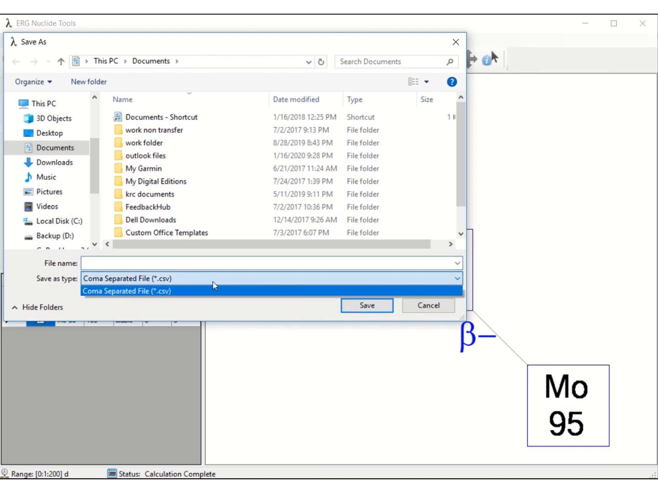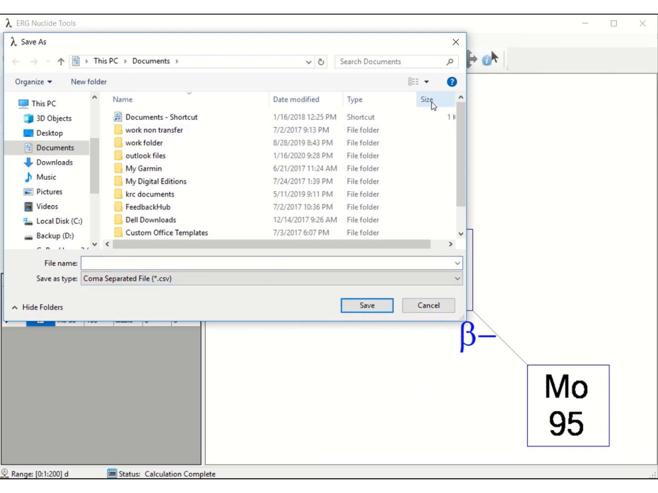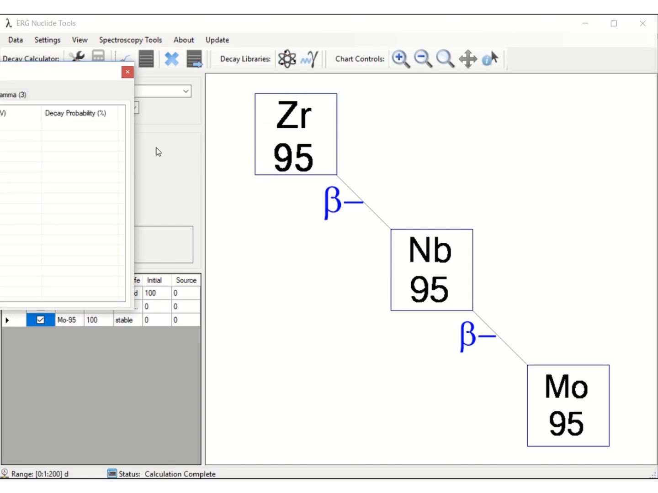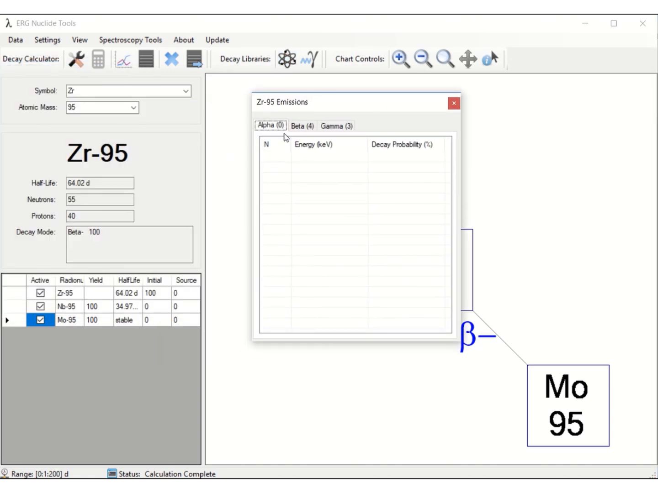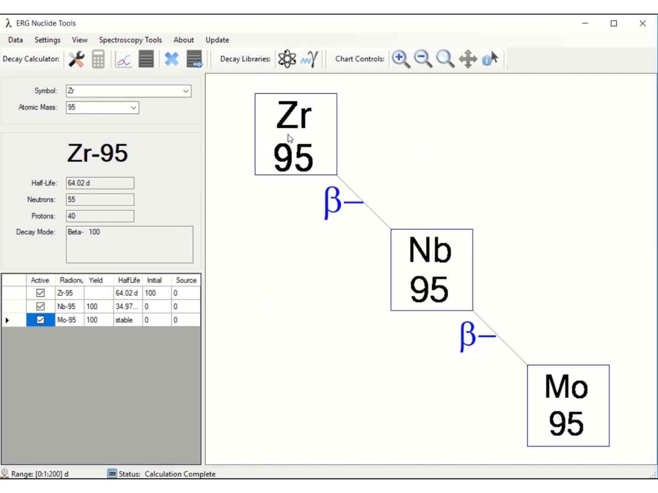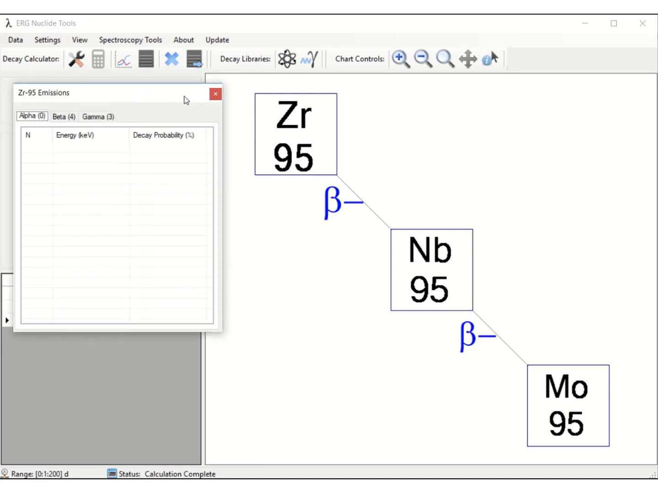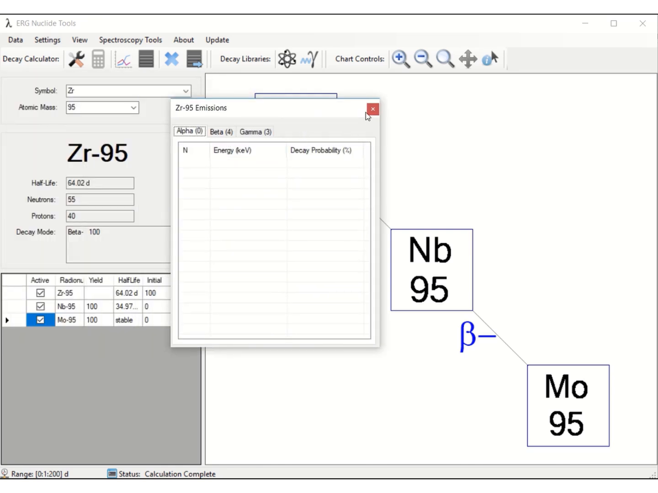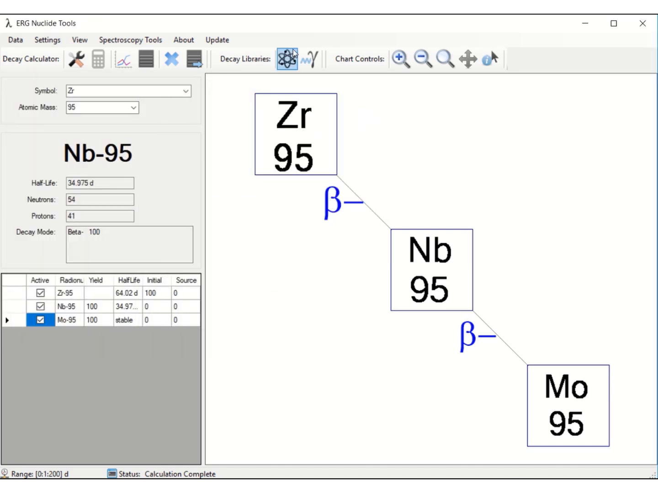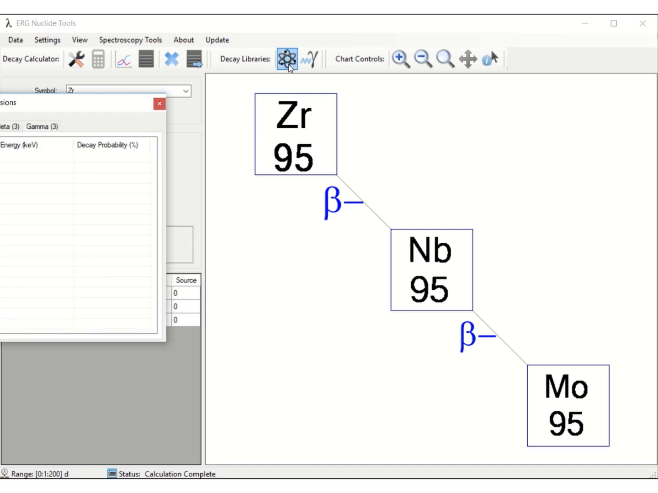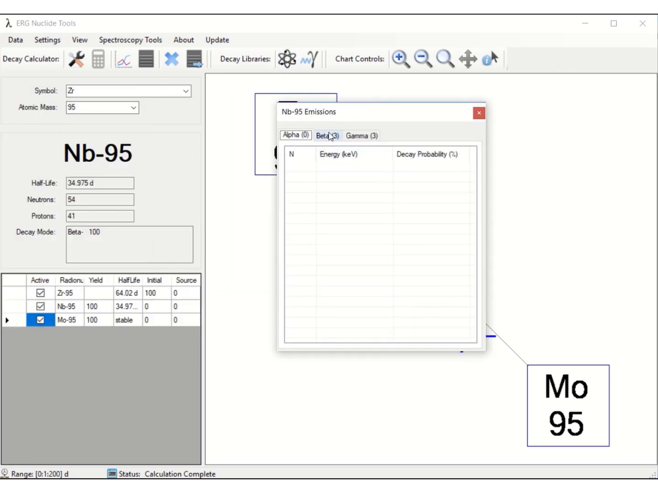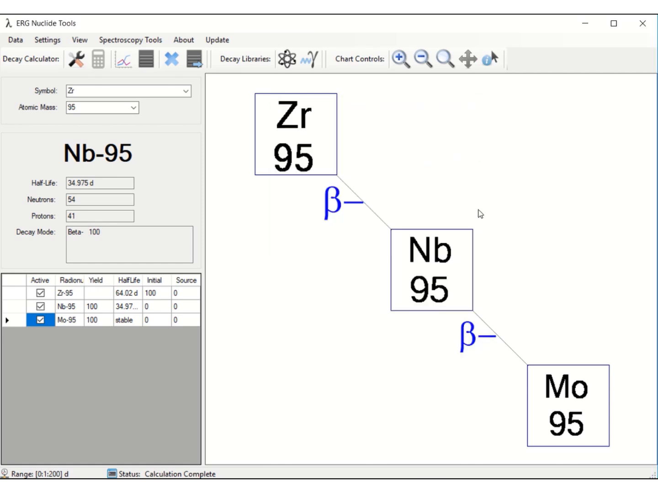I can export it as a CSV file. There's also some data libraries. I can look at the emissions, the alpha. I can select an isotope alpha, beta, and the gamma emissions for the isotope. I can select niobium-95, look at its emissions, no alphas, 3 beta energies, 3 gamma energies. I get the energies and the decay probabilities.